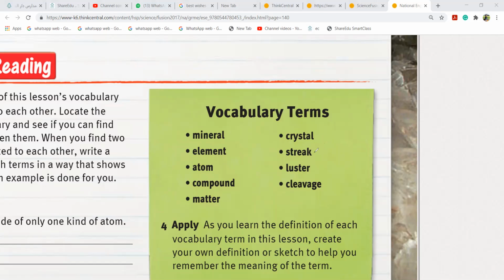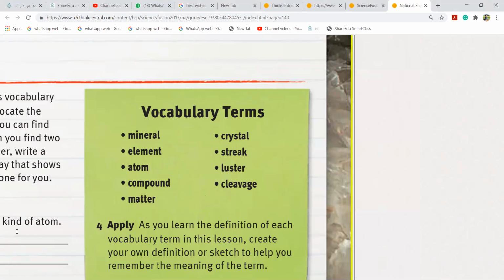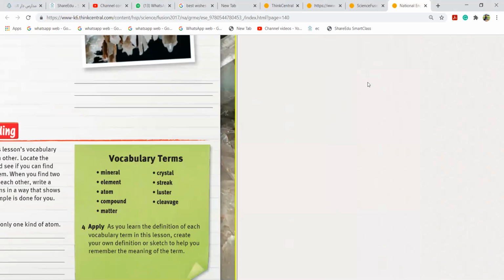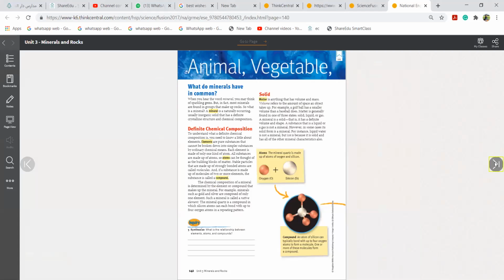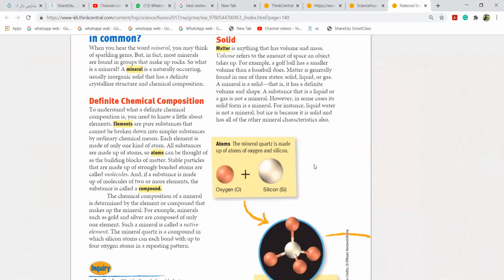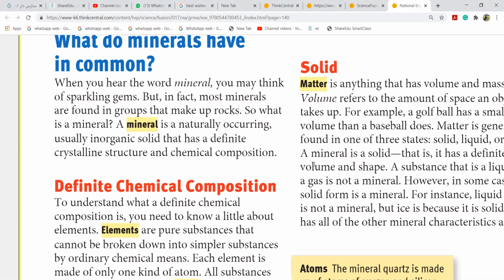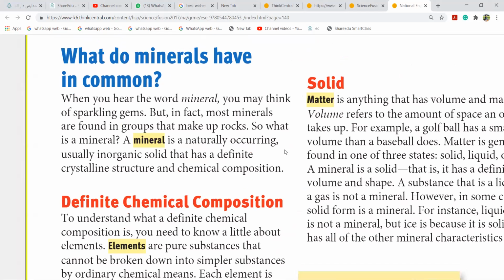Streak. You take a mineral and you try to rub it against another, so you get a streak, a line, like this is a mineral. I take the other mineral, bring them close and streak it. Luster is how shiny it is. Cleavage, I'm going to explain. This was a brief introduction about these terms. And next year, we have so many more vocabulary terms on this page.